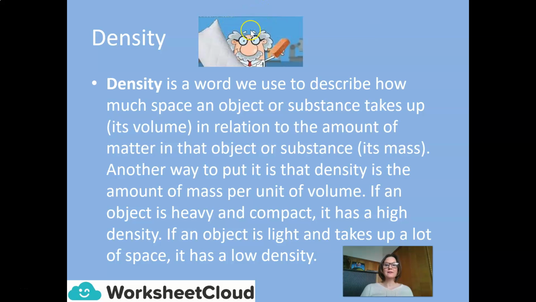There you have the little scientist, and there's a pillow, and there's a brick. So it is its volume in relation to the amount of matter in that object or substance, its mass. Another way to put it is that density is the amount of mass per unit of volume. If an object is heavy and compact, like this brick, it has a high density. If an object is light but takes up a lot of space, like this pillow, it has a low density. You'll start to understand it as we continue.